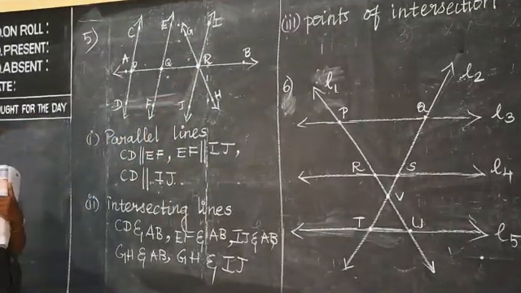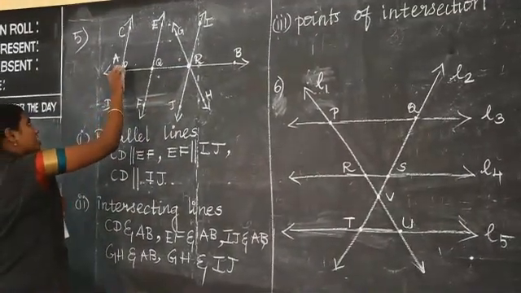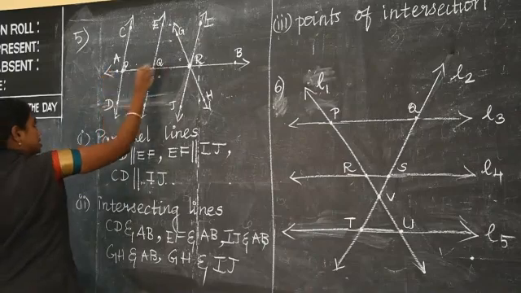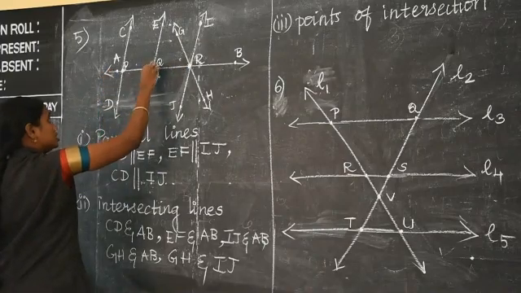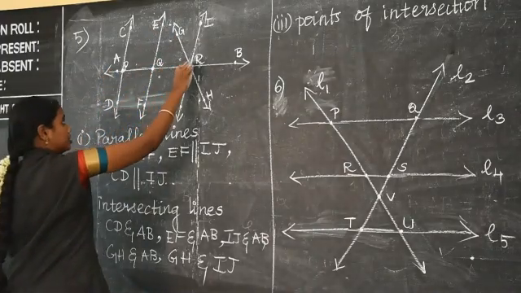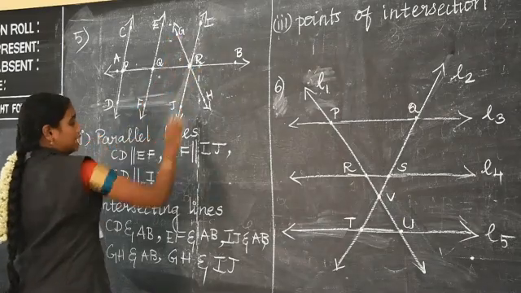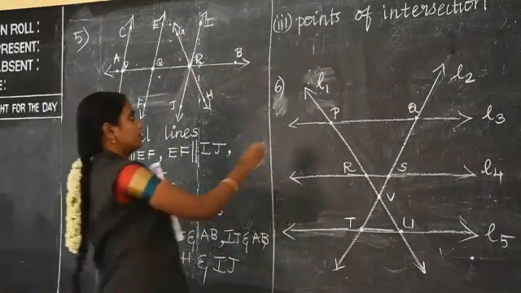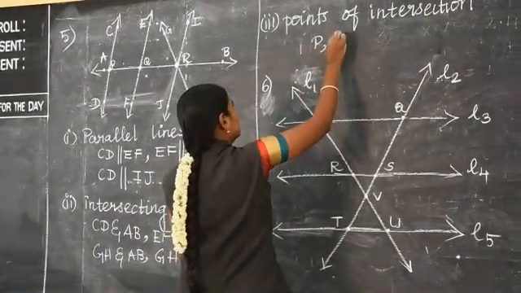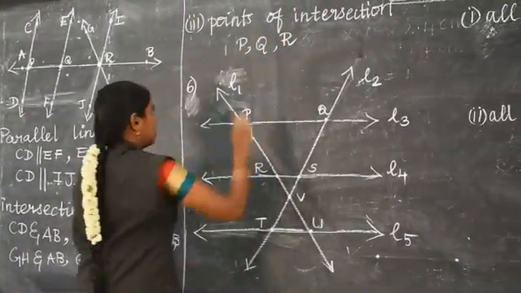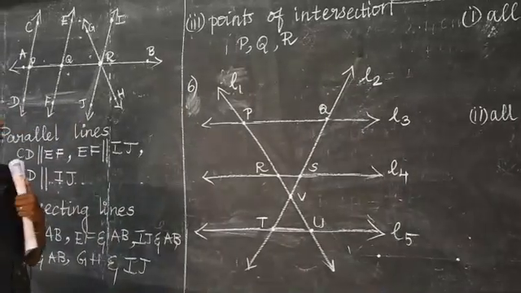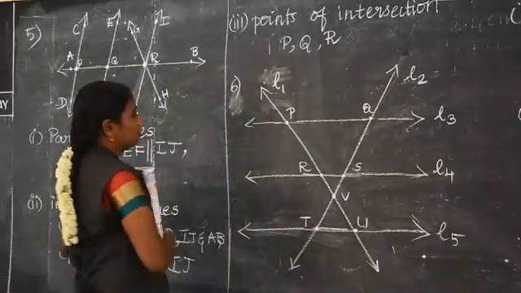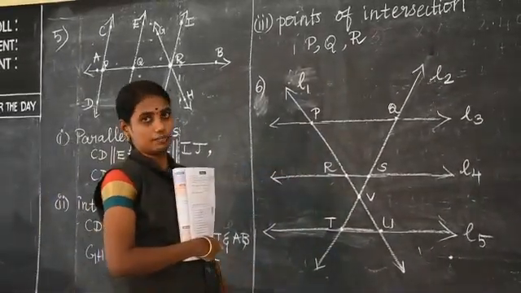Through this point only this line is going, this line is going. Likewise through this point, this line and this line. Through this point 1, 2, 3 lines are going. So these 3 points are called points of intersection. P, Q, R. Clear? Okay, question number 5 is over. Next to question number 6.